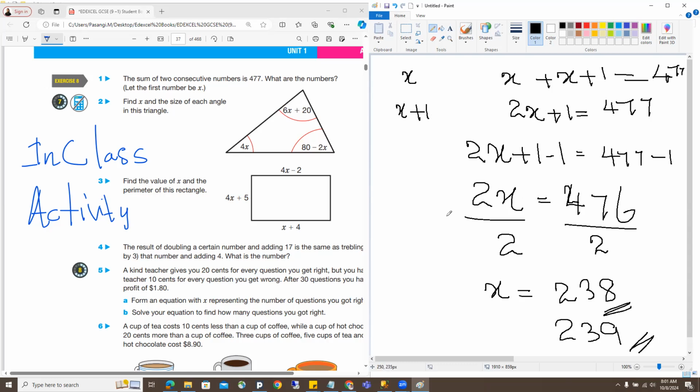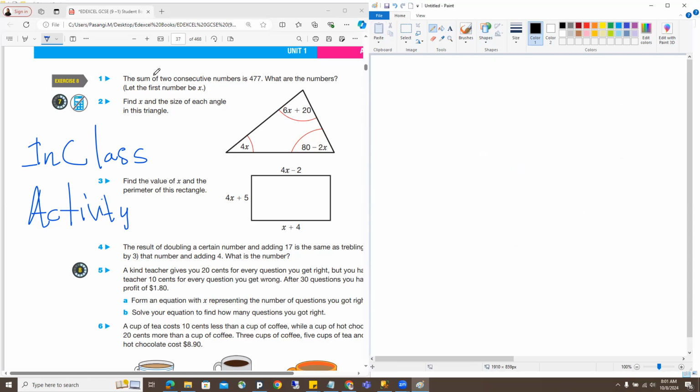Yeah, sure. So what will happen here? If I get a new one, the sum of two consecutive numbers, no? And they have given that the first number is x. If the first number is x, the second number would be x plus 1. And they have given us the sum of two consecutive numbers. So sum means addition; if we add these two consecutive numbers, the total is 477. Is it clear?